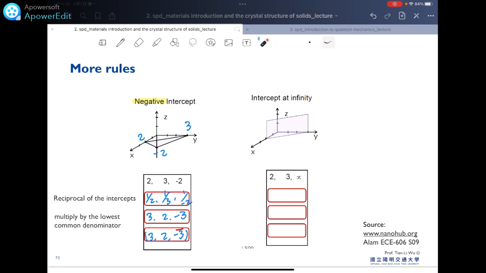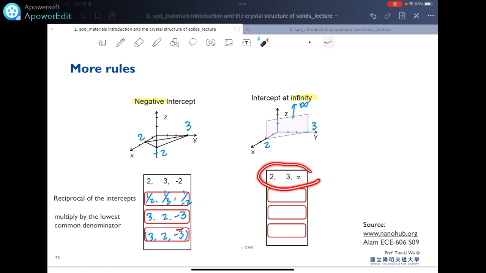Another case is when we are interested in an intercept at infinity. In this case, the x intercept is equal to 2 and the y intercept is equal to 3. However, we are interested in a plane that runs along to infinity, so there's no intersection between the plane and the z axis. Still, in the case of the Miller index, we are able to define this plane.